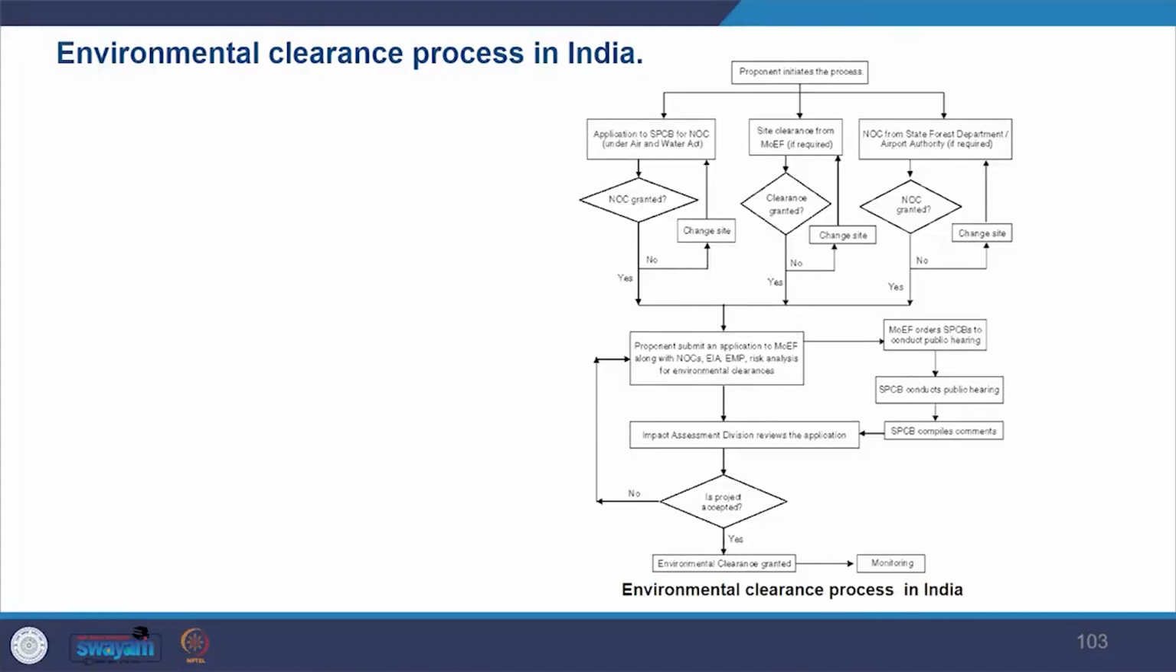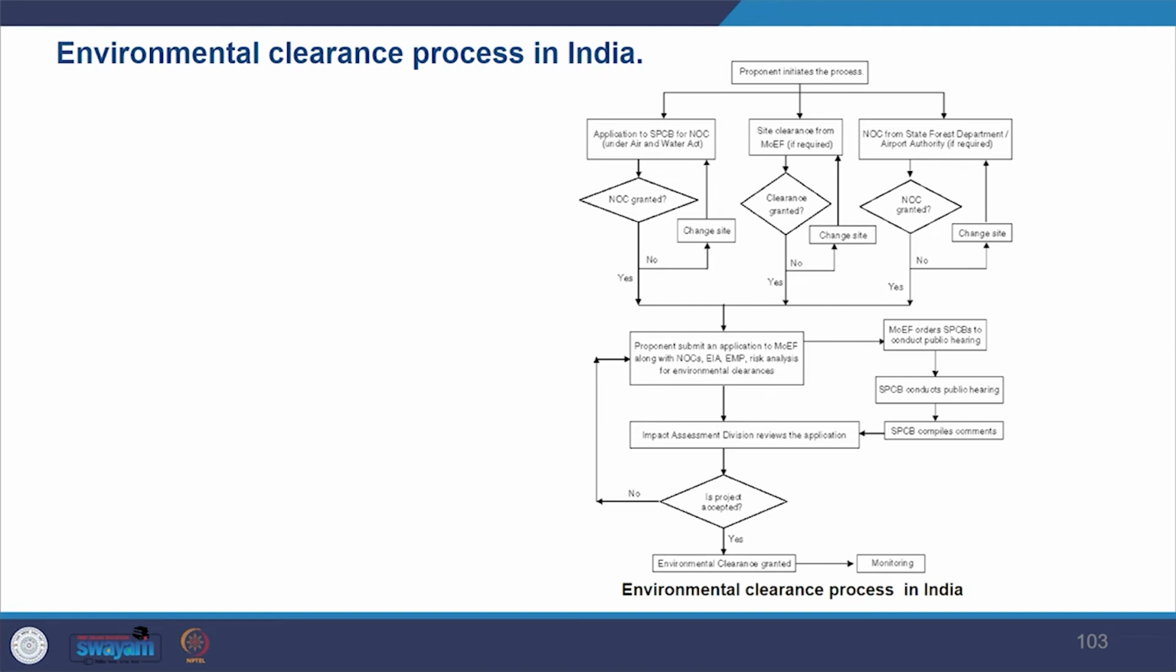The process starts when project proponents apply for NOC to the respective state pollution control boards or other local authorities, as per the local context. Site clearance is required for some activities such as mining and so on. So all those processes have to be followed. You can see here the environmental clearance process which is followed in India.